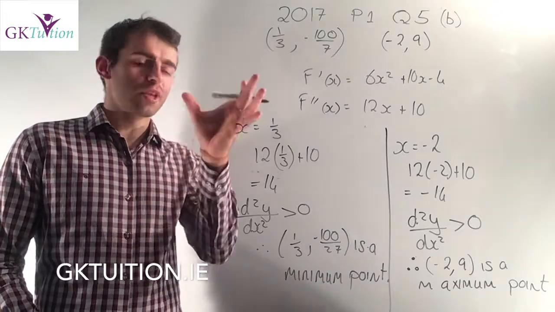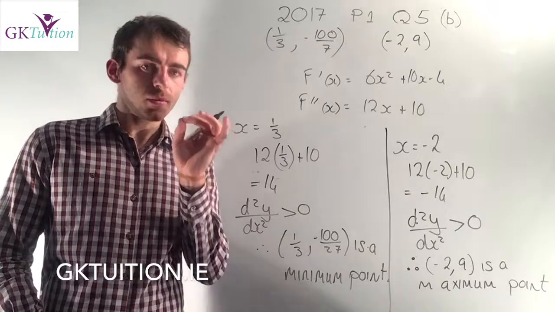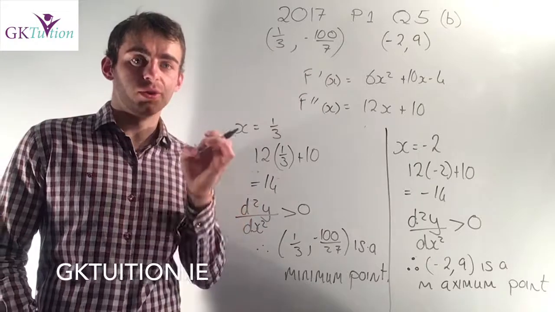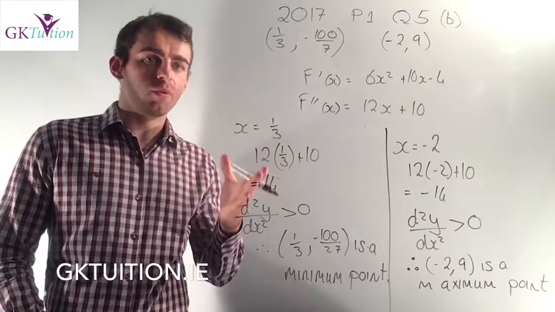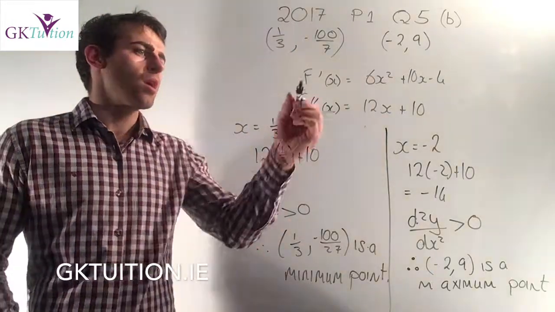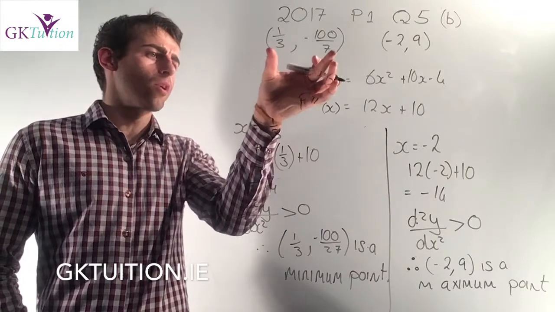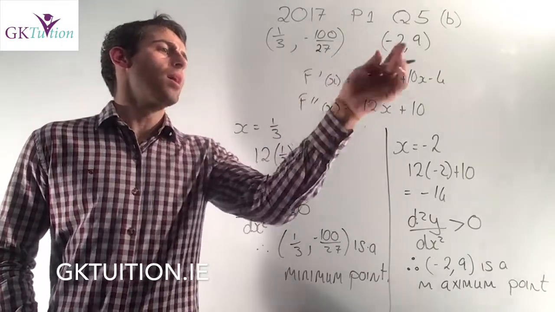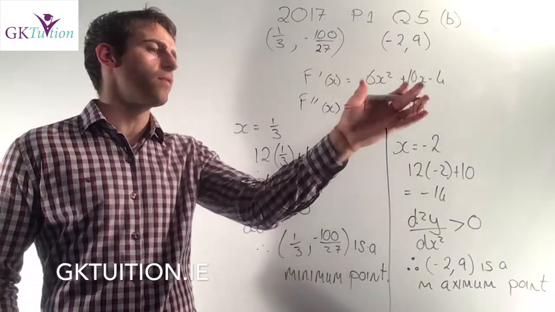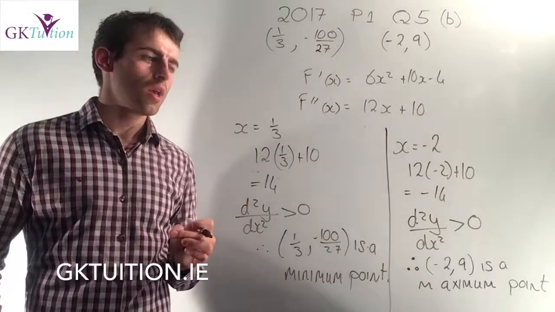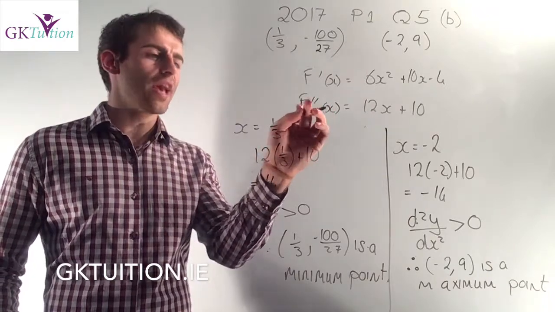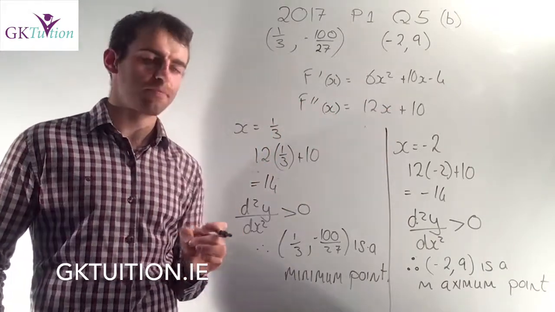I want to just be clear. For the marking scheme in this question, this actually wasn't required. However, 9 times out of 10 in these questions, this extra conclusion is required. So I would always expect, if you're asked to get a maximum point or a minimum point, you should always finish it off like this. I know that there's a turning point at the coordinate 1/3, minus 100 over 27 and at the coordinate -2, 9. In the previous part of the question, you worked out your first derivative was 6x squared plus 10x minus 4. You now want to go further and get your second derivative. So your second derivative, f double dash x, is 12x plus 10.